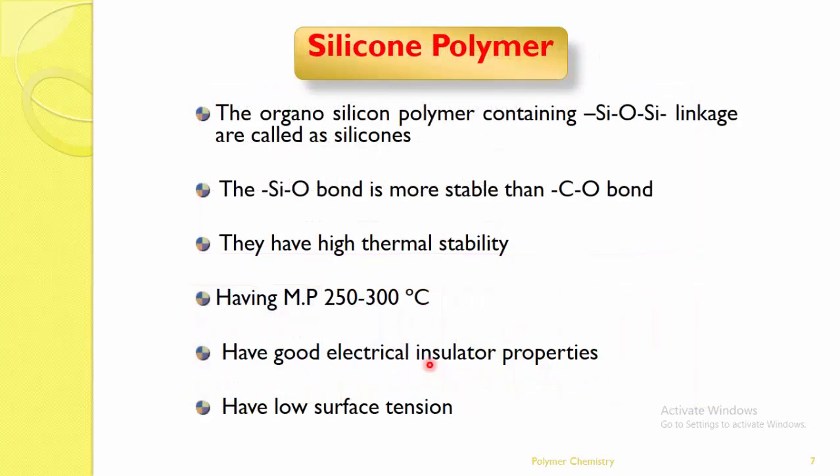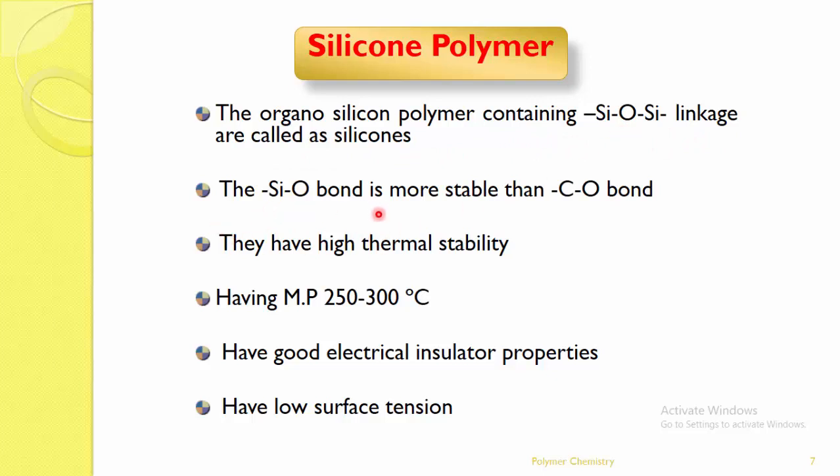Next, we can see silicon polymer. This is one more very important organosilicon polymer, containing the Si-O-Si bond, meaning a silicon, oxygen, silicon linkage. Polymers containing the Si-O-Si linkage are called silicones.